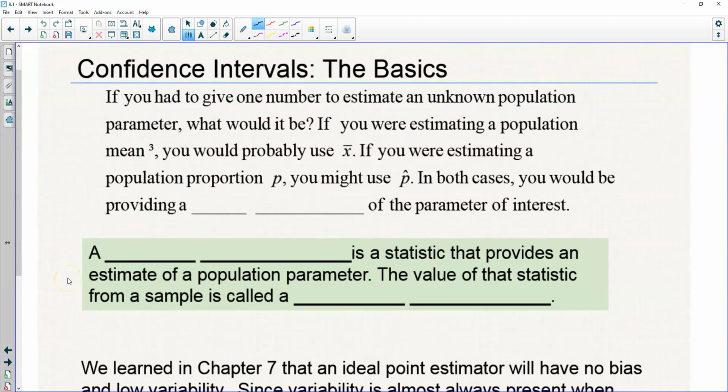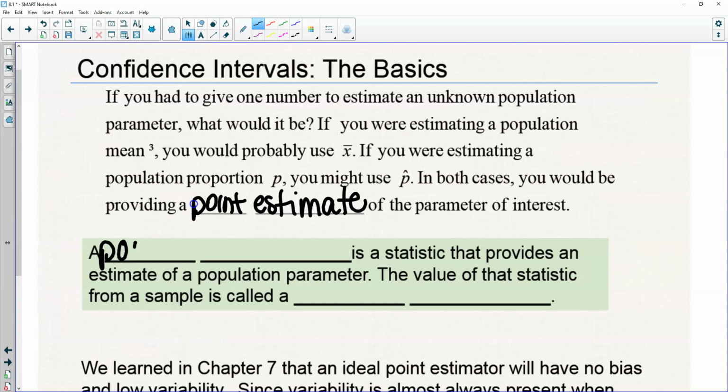So if we had to give one number to estimate an unknown population parameter, what would it be? If you were estimating for the mean, then you would use the sample mean x bar. If you were estimating for population proportion p, then you might use p hat. In both cases, what those are called are point estimates. You are providing a point estimate of the parameter of interest. So basically, you're just using the sample instead of the parameter.